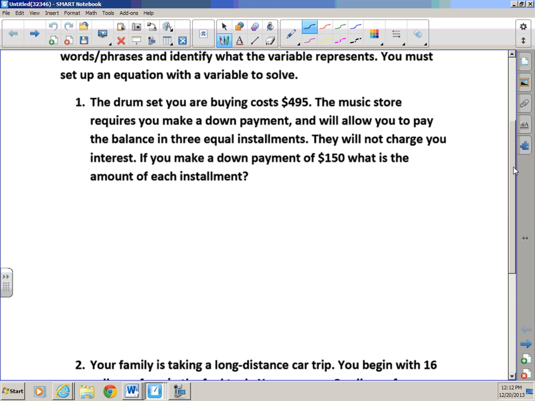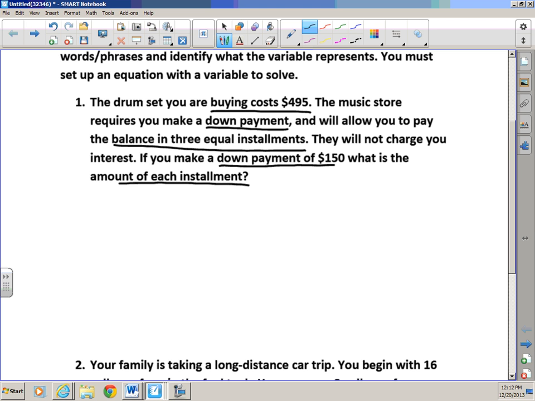So you would have already read the problem, and now we want to underline what's key. We're buying something that costs $4.95. What it is probably really doesn't matter. We're making a down payment, and the balance is in 3 equal installments. They're not charging us interest. If I make a down payment of $150, what is each installment? A down payment represents money that you pay that's part of the purchase price, and the rest is paid over time.